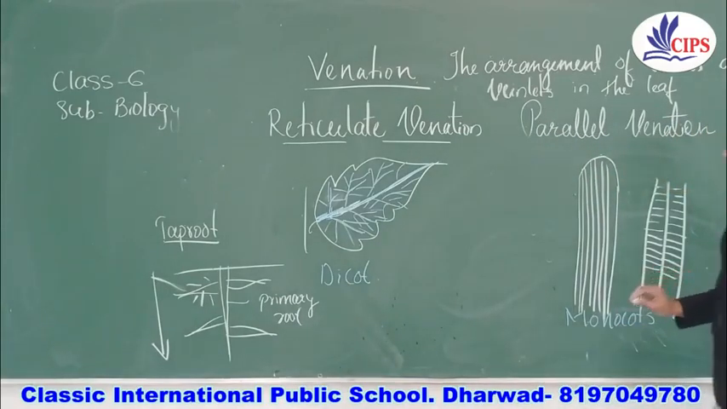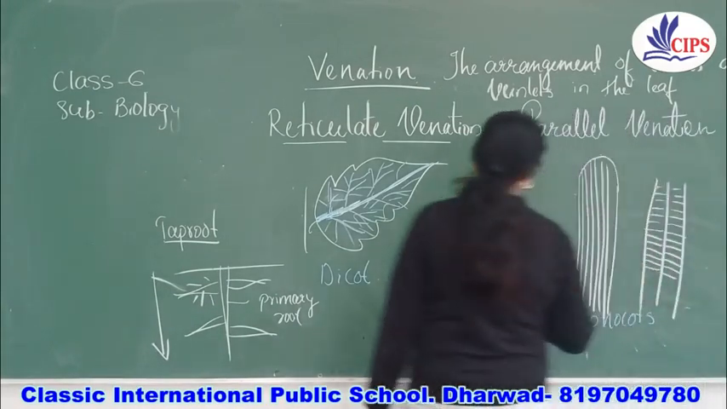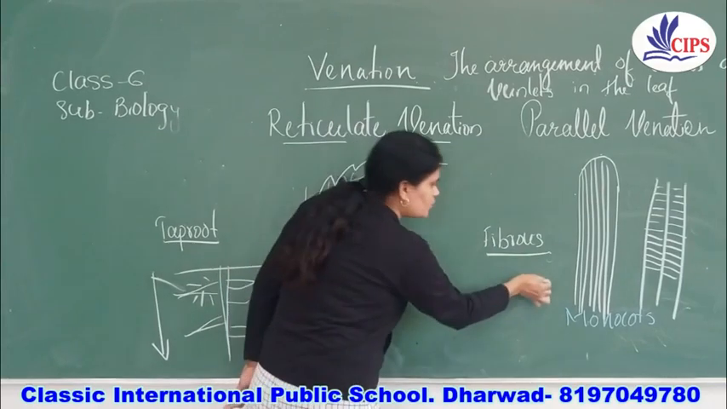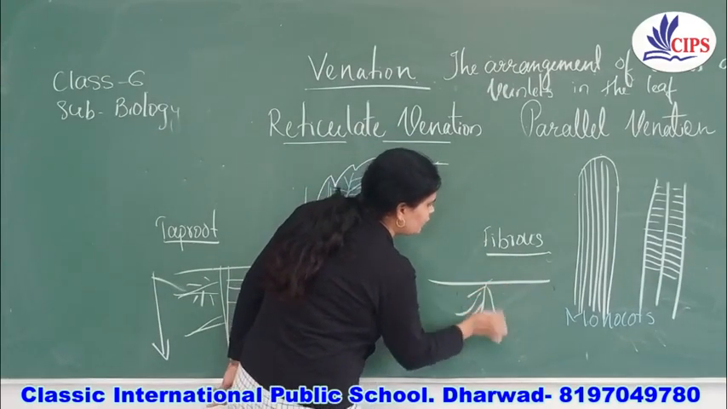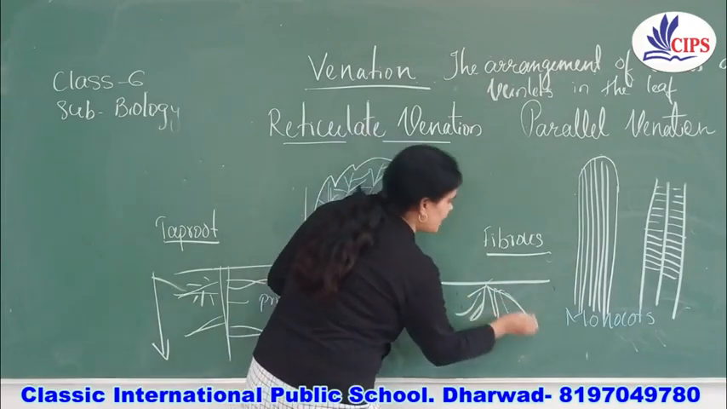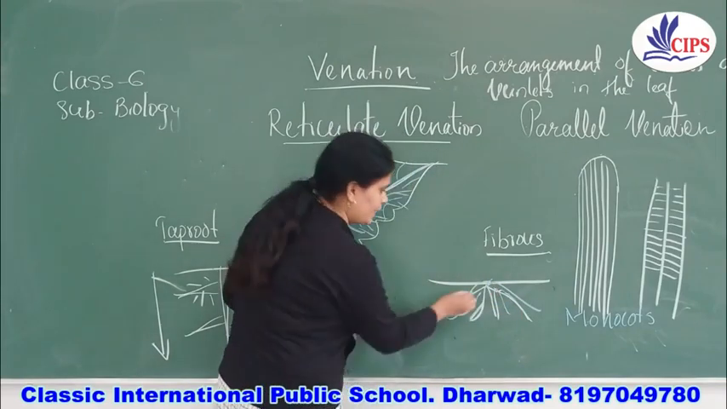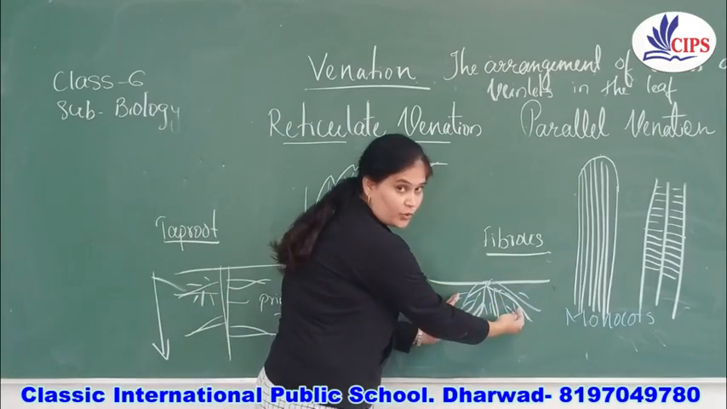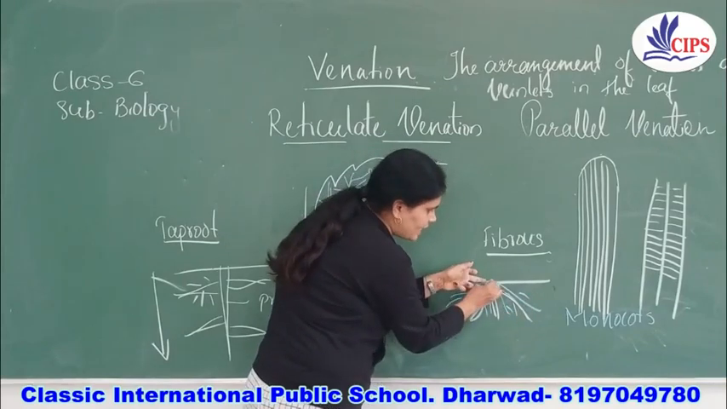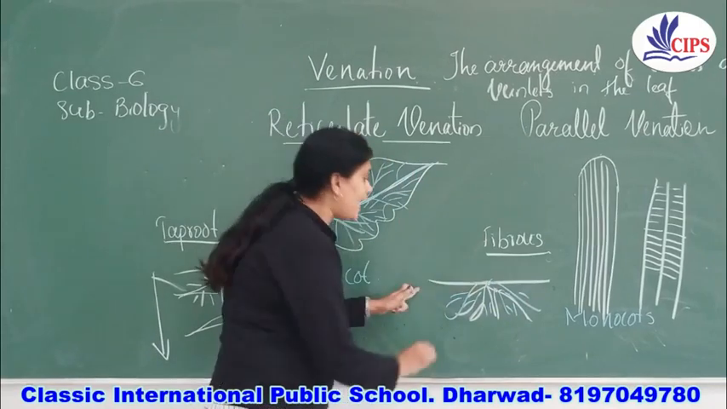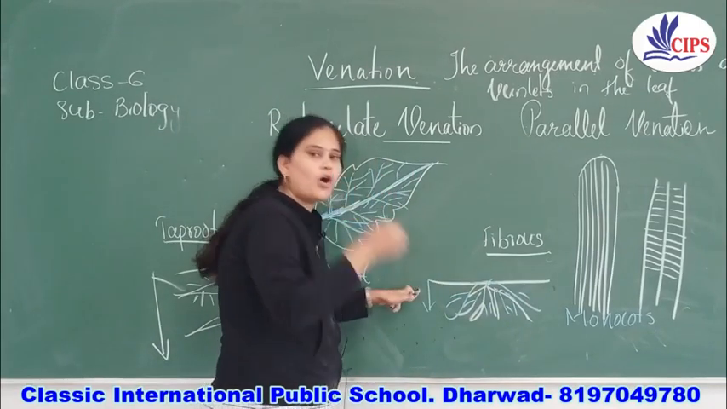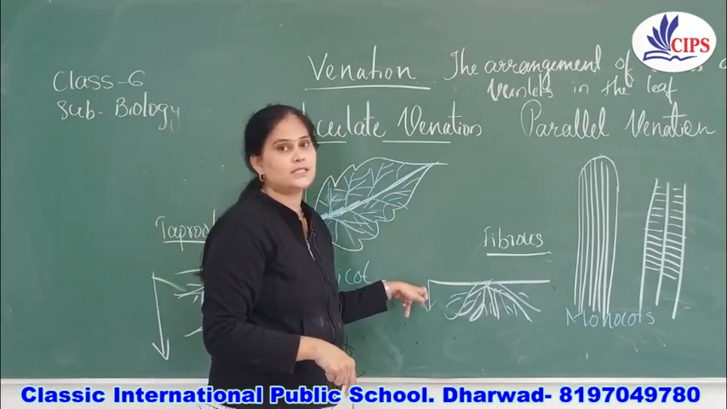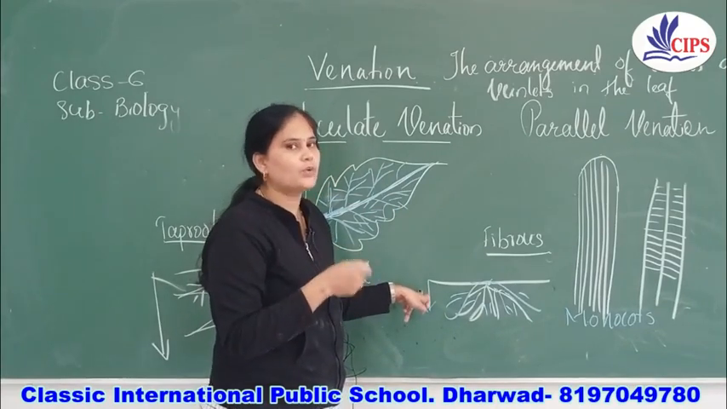Now come to the monocots. Monocots have the fibrous root system. In the fibrous root system, a bunch of roots arises from a single point. Okay, so this is called what? The fibrous root system. The roots do not penetrate deeply into the soil. This is the reason that you can easily pull out the grass.